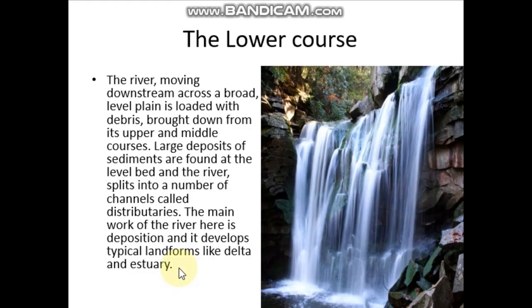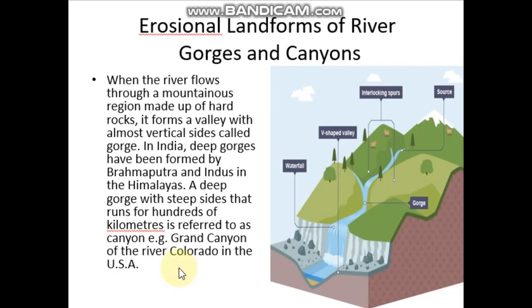So large deposits of sediments are found at the level bed and the river splits into a number of canals called distributaries. The main work of the river here is deposition, and it develops typical landforms like delta and estuary. So next one is the erosional landforms of river: gorges and canyons.